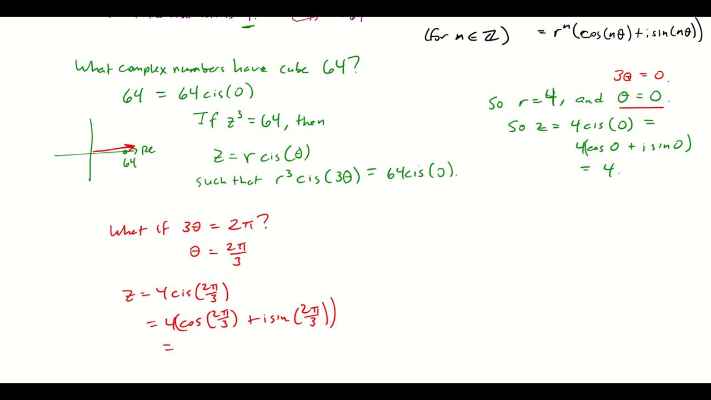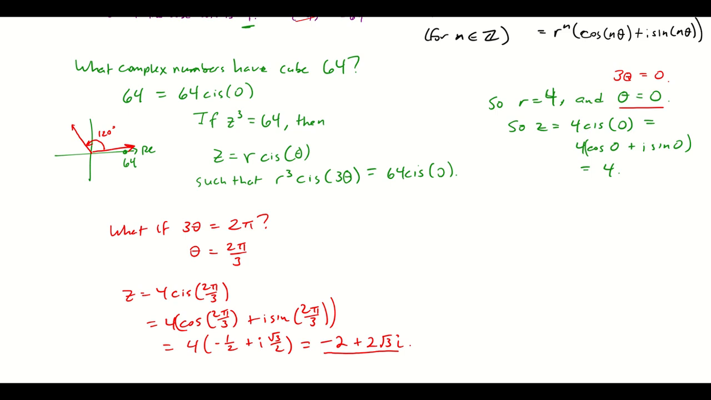And that would give us, geez, what is cosine of 2 pi over 3? The angle 2 pi over 3 is up this way. It's at a 120 degree angle from the positive real axis. So that cosine is going to be negative 1/2. 4 times negative 1/2, and then the sine is going to be root 3 over 2. So I end up with negative 2 plus 2 root 3 i. And that, I claim, is one of the other complex cube roots of 64.